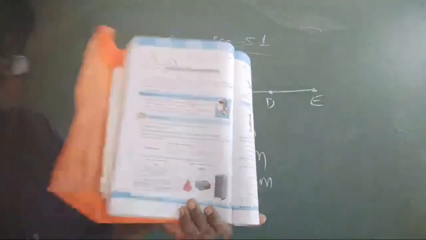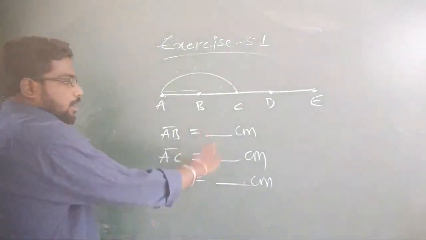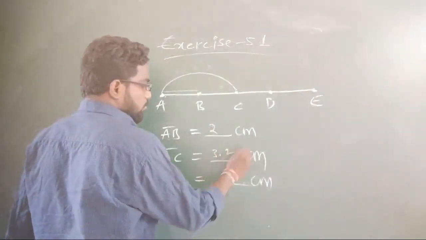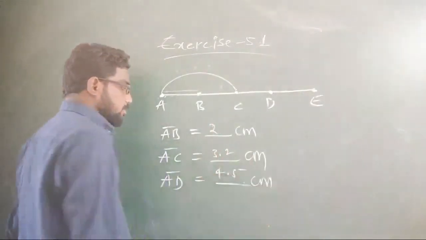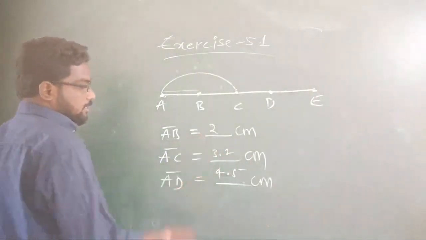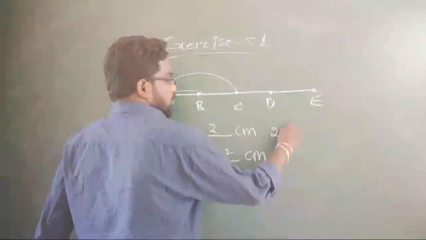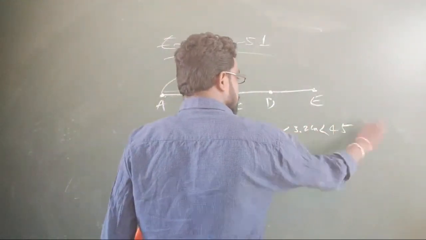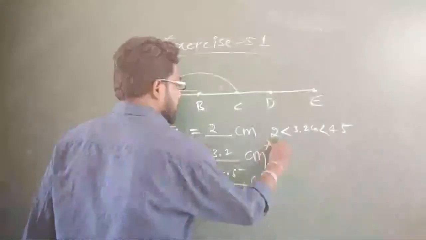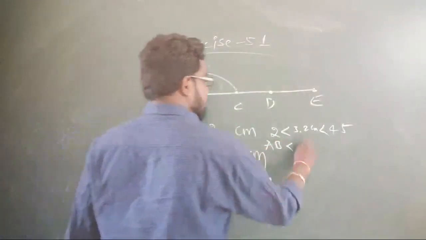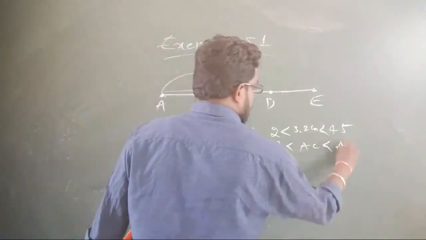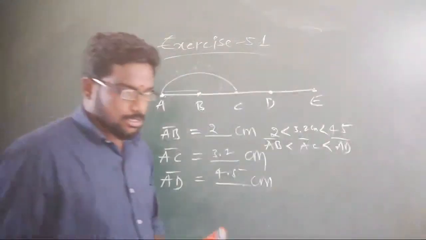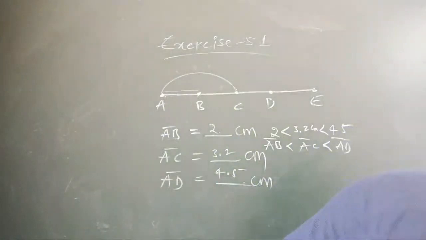Okay? And after finding the lengths, we have to write all these lengths in ascending order. For example, if it is 2 centimeters, if it is 3.2, if it is 4.5 centimeters, write all of these lengths in ascending order. Ascending order means first this one you should write 2. Next 3.2 centimeters. Next 4.5. 2 means what? AB. AB less than AC less than AD. Like this you should write. Okay? First measure their lengths and write according to their lengths in ascending order.